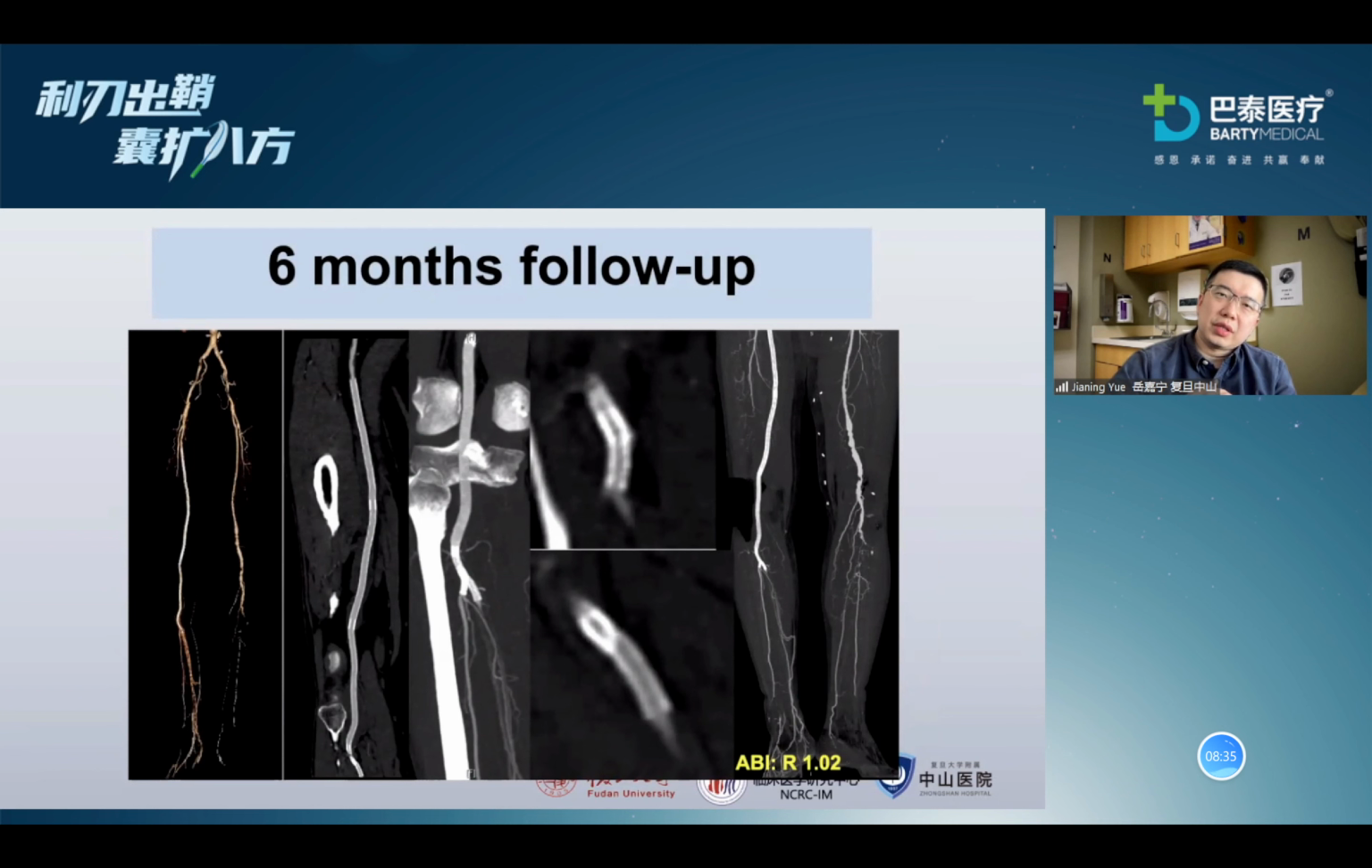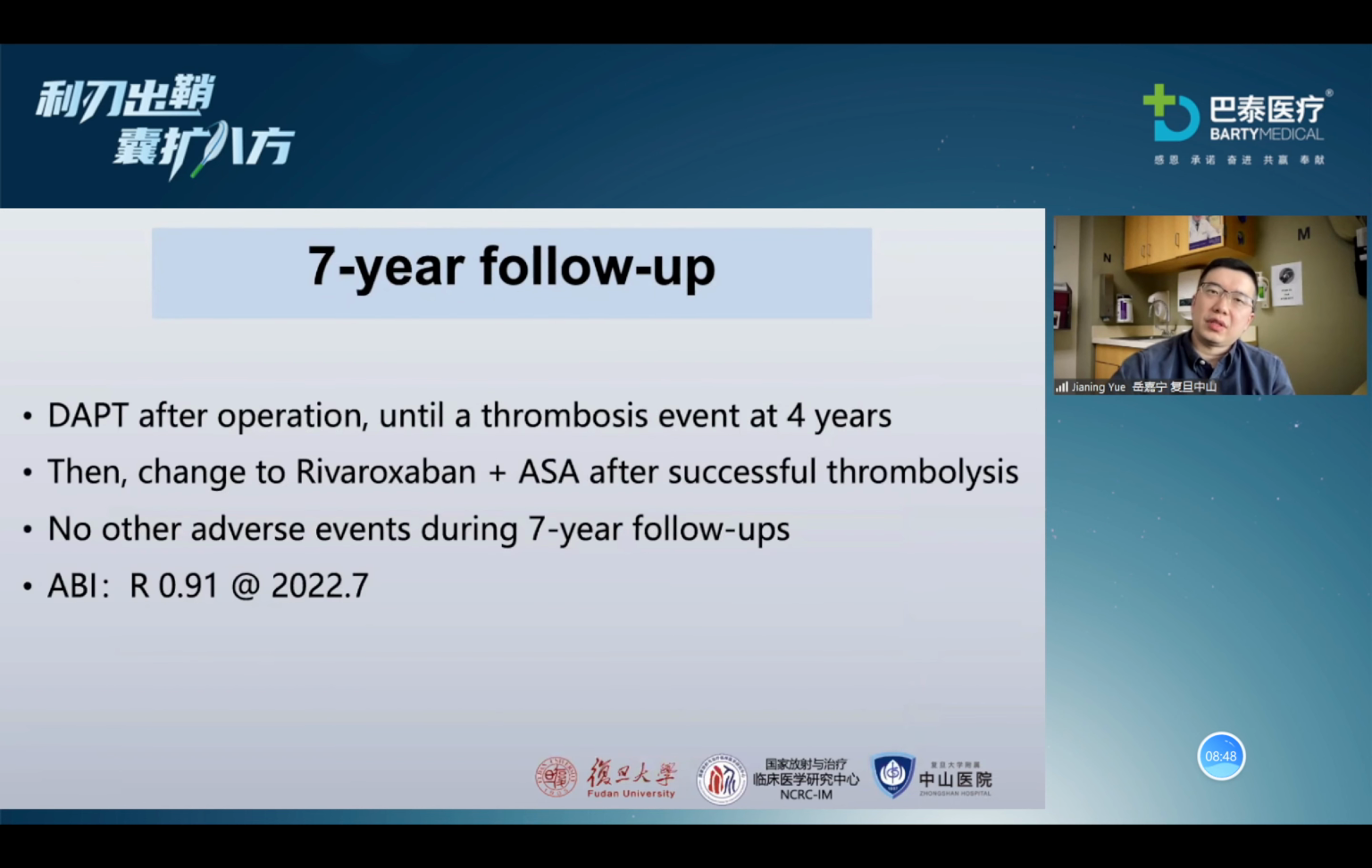He comes back for follow-up a lot. I have a lot of evidence for the follow-up. This is the second visit for the follow-up. At 6 months after the treatment, we did the CT imaging, and you can see that at the trifurcation, the patient still shows a very good result. The patient came back to me for 7-year follow-up.